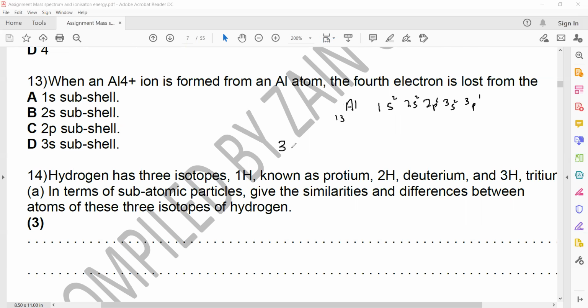First the electron is removed from 3p, then 3s, then also 3s. And from where do we remove the fourth electron? We remove it from the 2p subshell, because we want to make aluminium 4+. So what's the right answer? C is the correct answer. Is it clear?